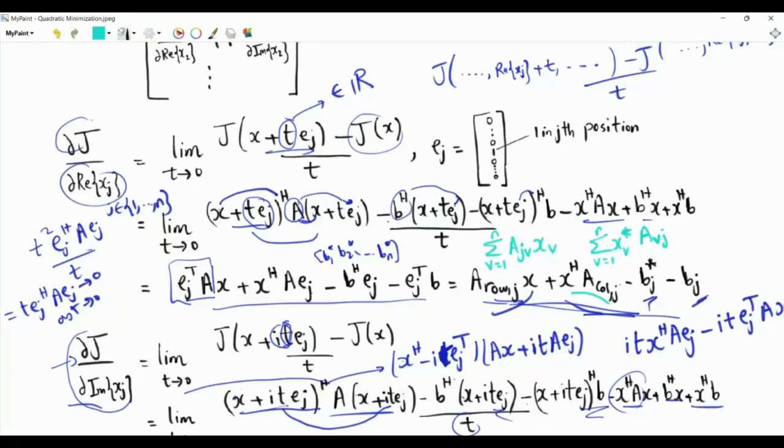Now, don't forget that we are working with a very special matrix. Our matrix is a Hermitian matrix. It is Hermitian, and because it is Hermitian, this guy here is equal to A_jv conjugate. And so basically this sum here is the complex conjugate of this sum there.